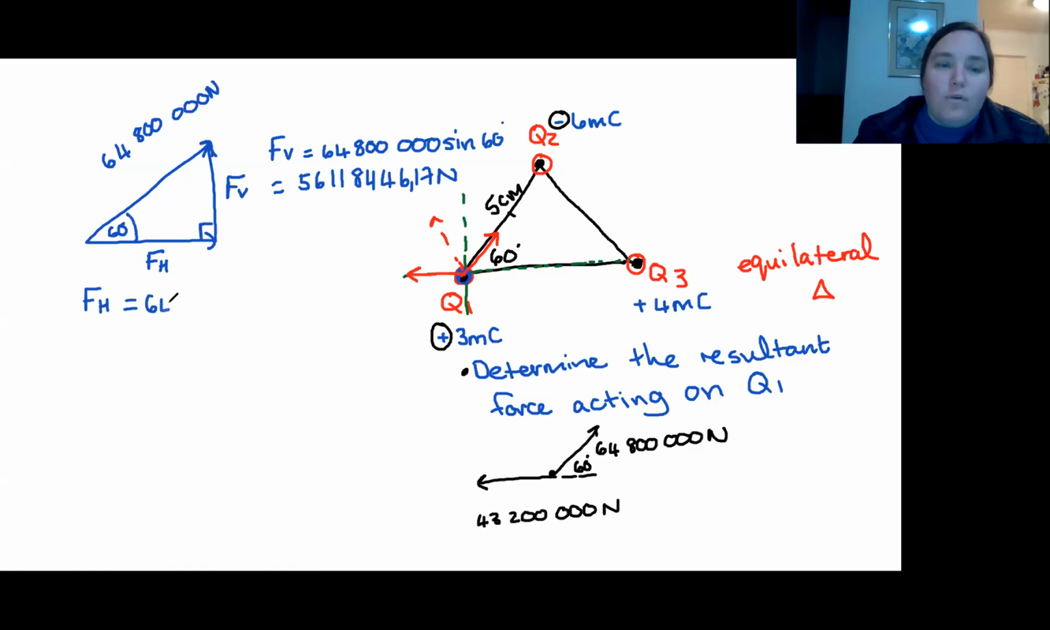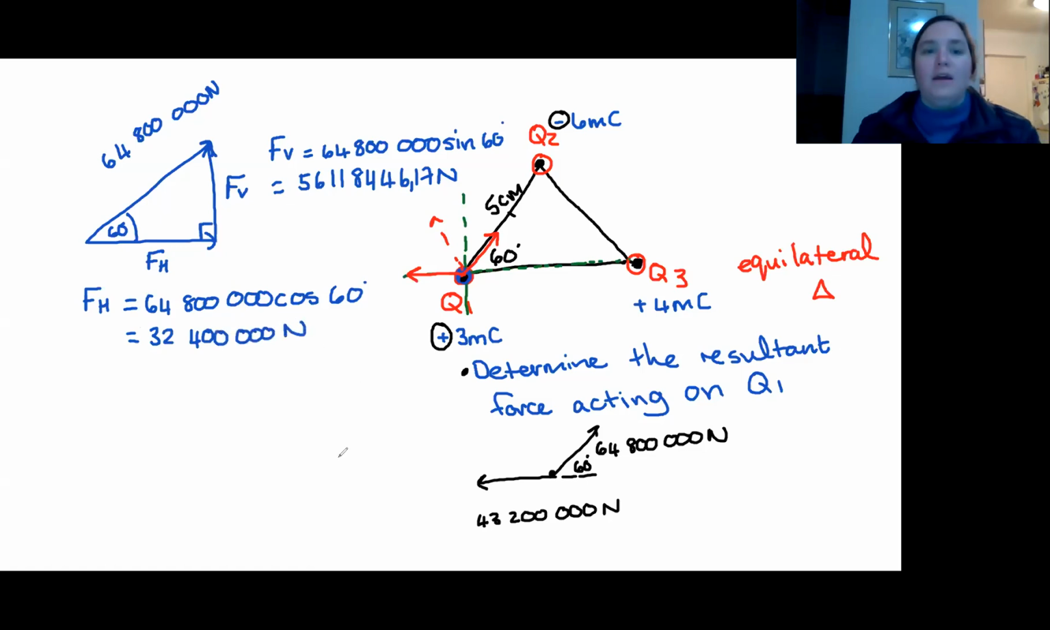So it's 64,800,000 cos 60. Some of you know your special angles, so you know that that gives you a half. Some of you aren't brave enough to put it in. There's nothing wrong with that. You're welcome to always use your calculator properly. So here I got 32,400,000 newtons.